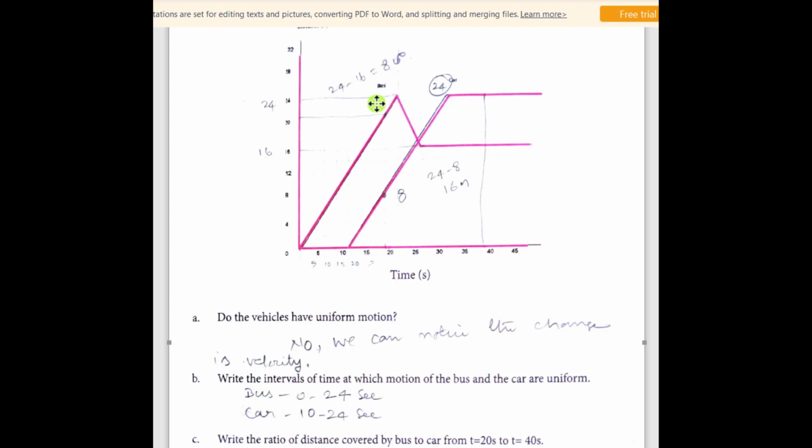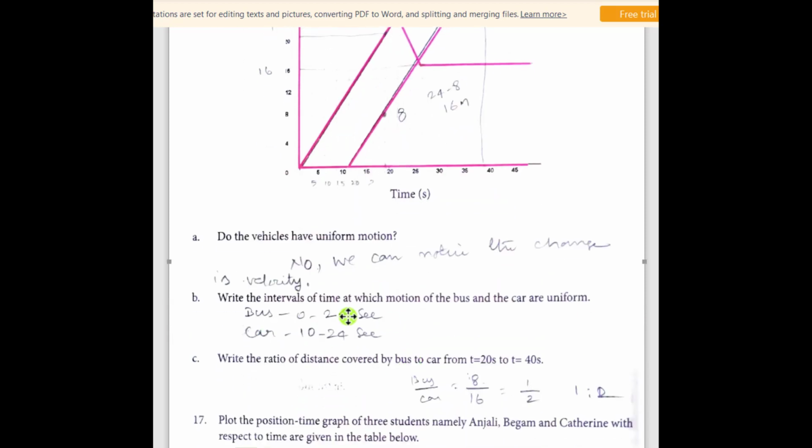If you notice the bus, it is starting from 0. But if you notice the car, it will starting from 10 seconds. Okay, the time duration will be, the initial time will be 10. So you have to write 10 to 24. You should not write it as 0 to 24. Notice the starting time 10. Okay, then in this duration, both the car and the bus will be under uniform speed.